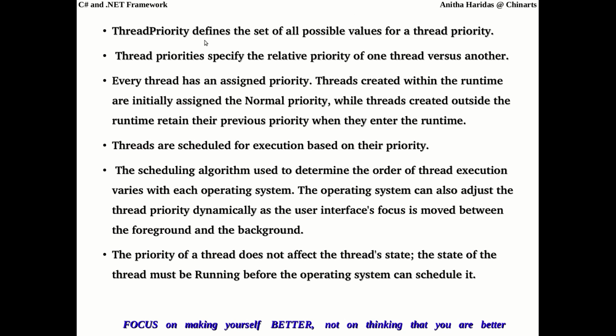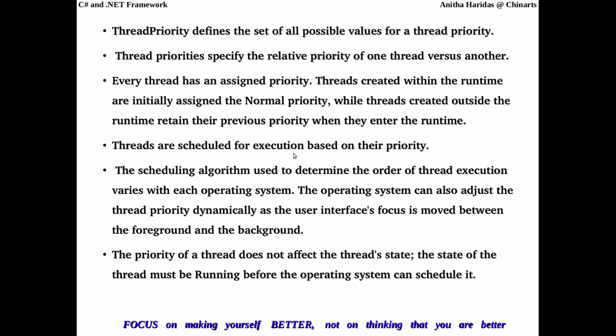Thread priority defines a set of all possible values for a thread priority, and thread priority specifies the relative priority of one thread with another thread. Every thread has an assigned priority, and the threads created within the runtime are initially assigned the normal priority. If you have not set the priority, it will be the normal priority, while threads created outside the runtime retain their previous priority when they enter the runtime. And the threads are scheduled for execution based on their priority.